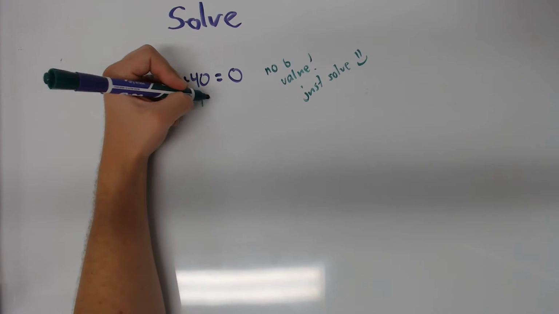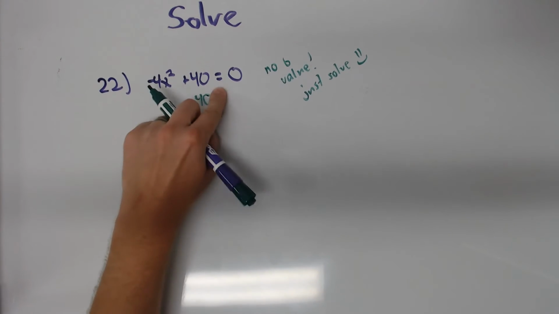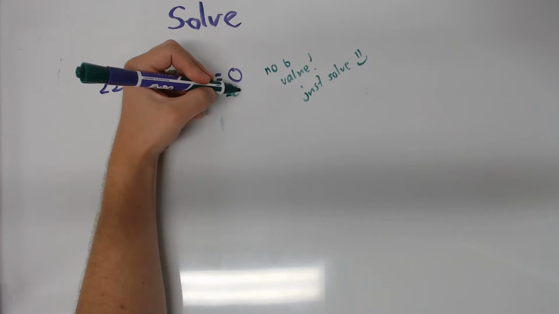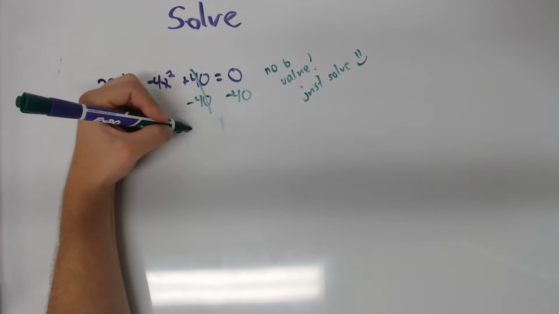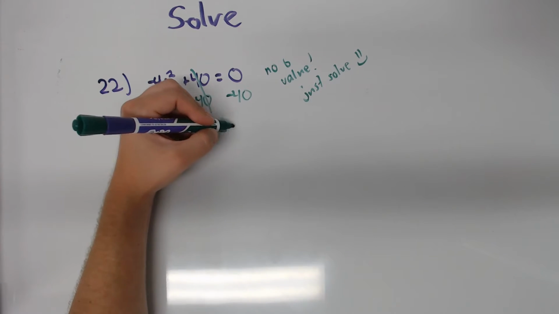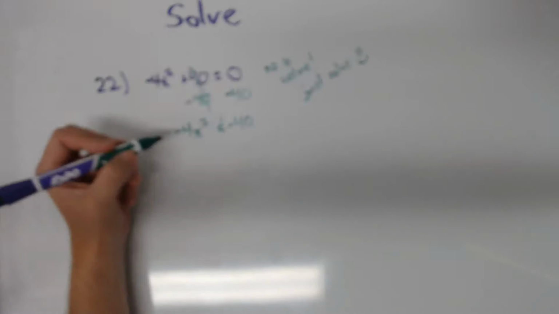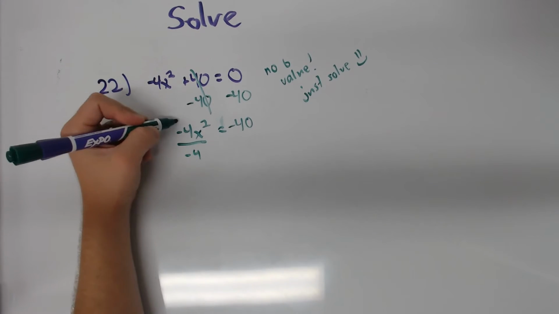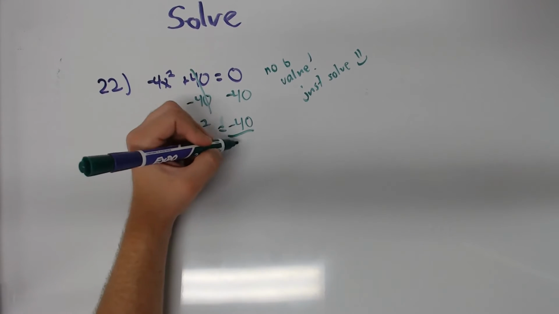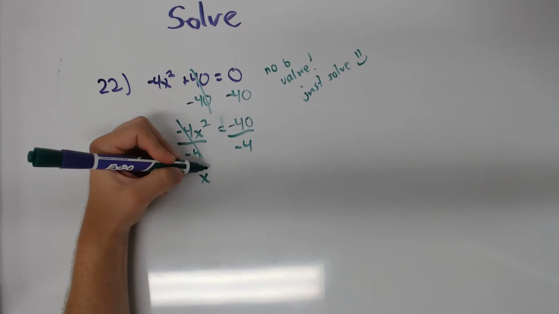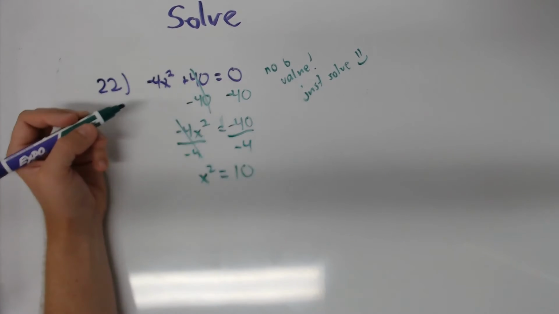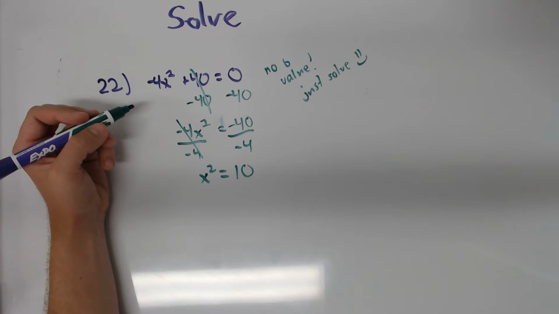So I'm going to start by trying to get the x squared alone. So I'm going to subtract the 40 over. Negative 4x squared equals negative 40. And then I got to divide by negative 4 to get x squared alone. X squared equals 10. All right.